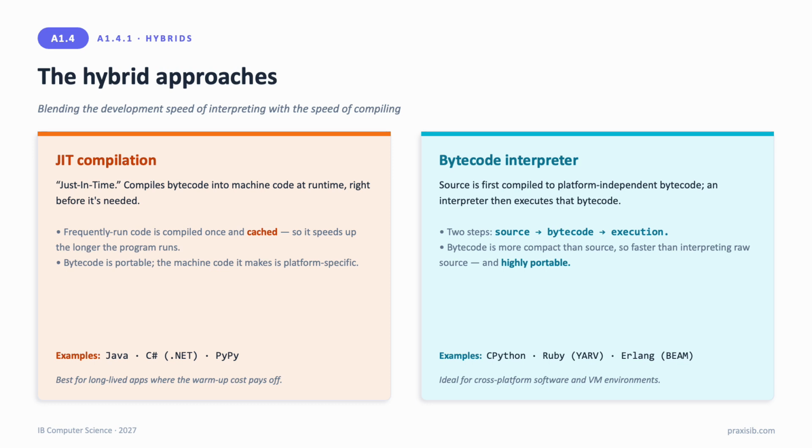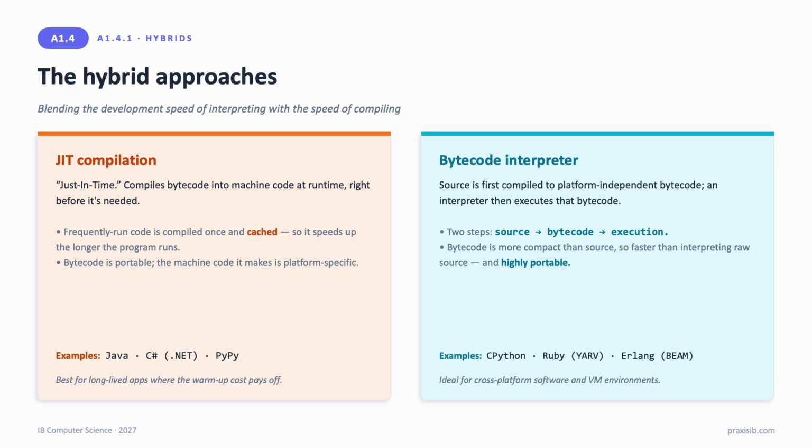This is the bytecode interpreter. Here the source code is first compiled into bytecode. Bytecode is an intermediate form, and it is platform independent. Then the interpreter runs that bytecode. So there are two steps. First, source, then bytecode, then execution.